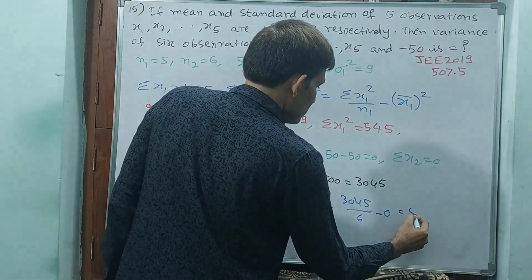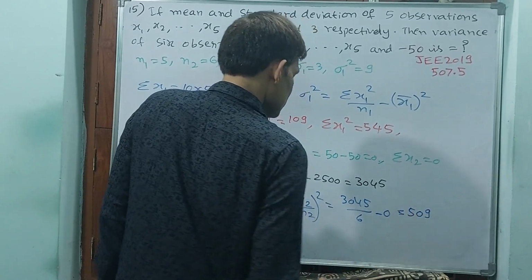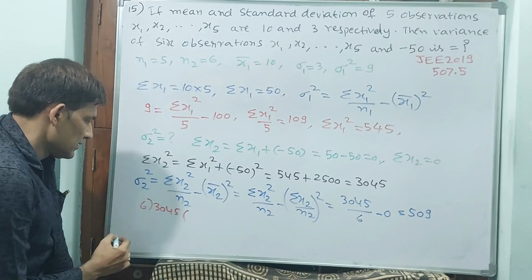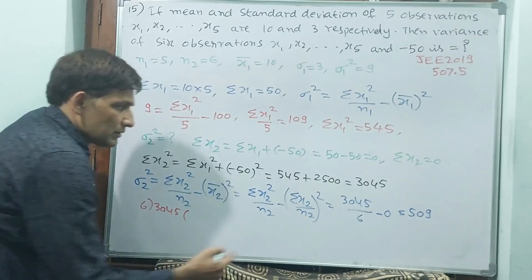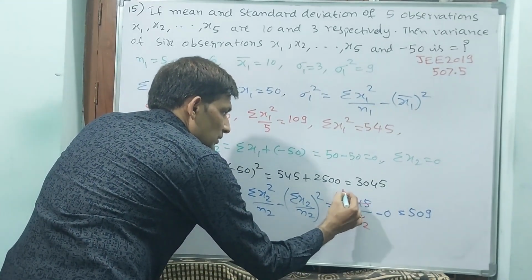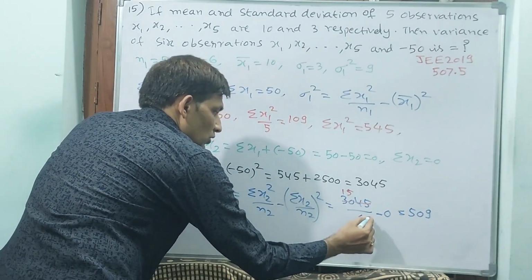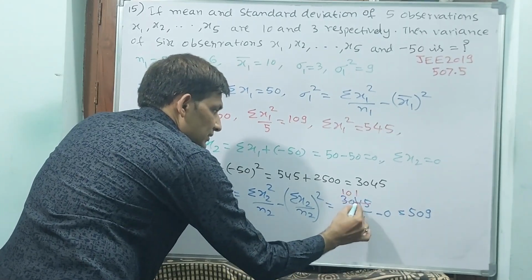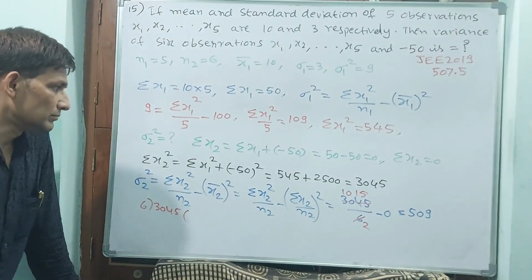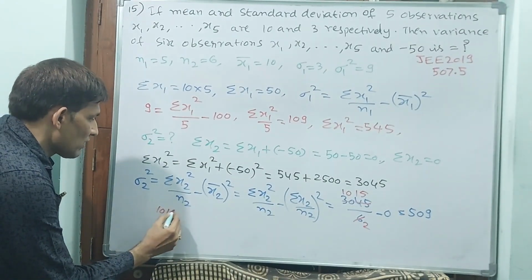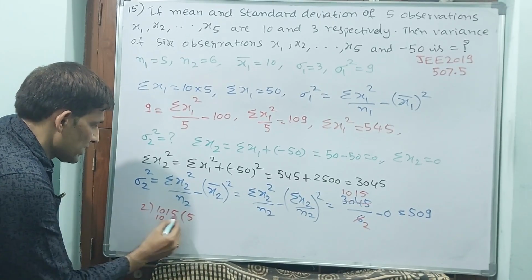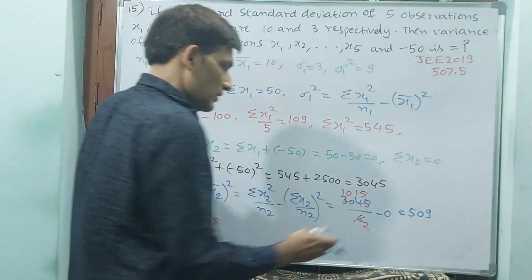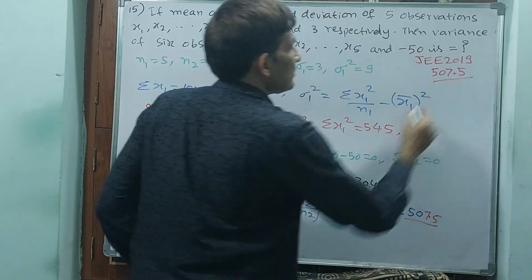Okay. Let me do this division. See, 3045, I am doing with 6. 30 divided by 6 is 5, then 4 gives 0, 45 divided by 6 is 7 with remainder 3, then 30 divided by 6 is 5. That means 1015 by 2 I am doing. See, 2 5s are 10, 2 50s are 100, 2 7s are 14, so 507.5, not 509, 507.5. Okay, I will go for the next question.